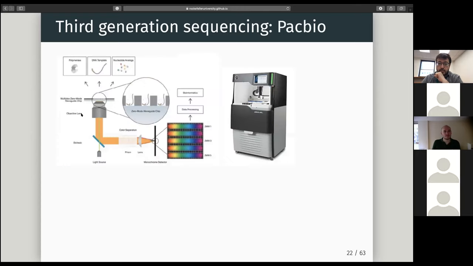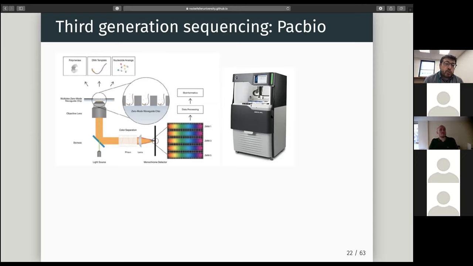So the PacBio sequencer here is called the Sequel 2. That's relatively new. Sequel 1 came in 2016 and Sequel 2 just came last year. The throughput is much higher, but not as high as Illumina. So how does it work?